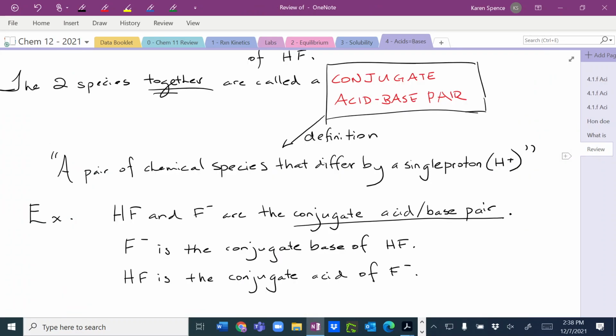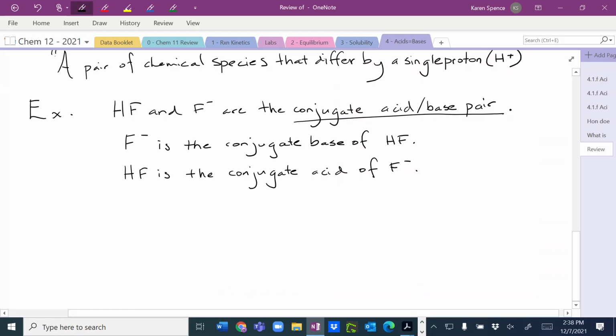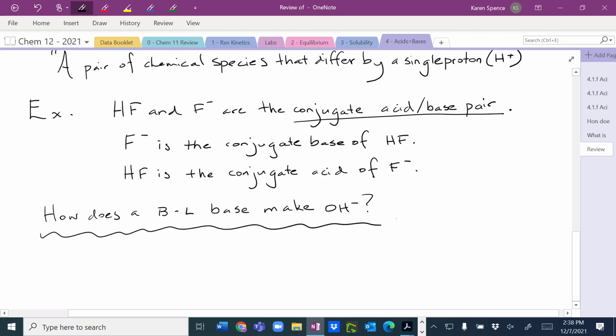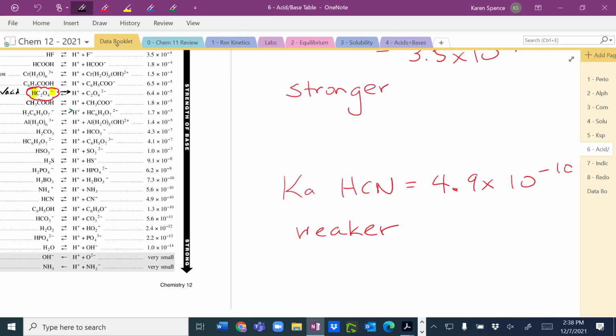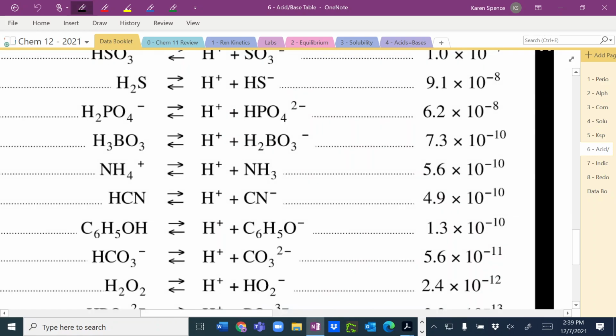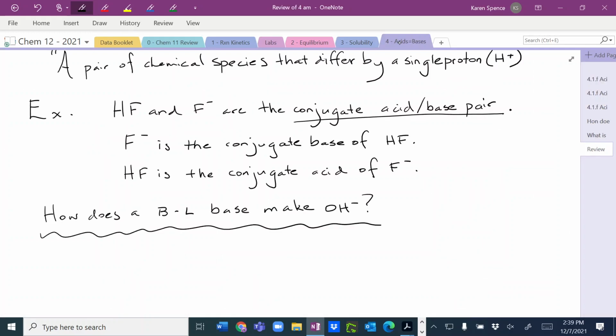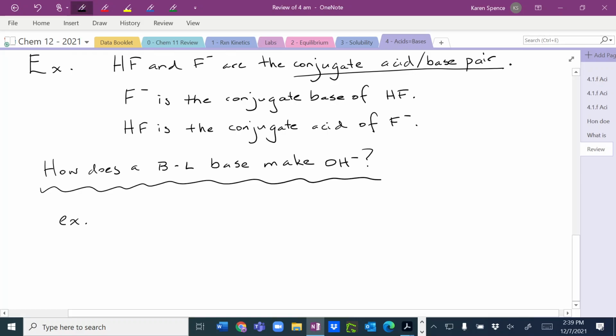Let's go back to these notes before we carry on. How does a Bronsted-Lowry base make OH minus? Because if we go to our data booklet and look at a Bronsted-Lowry base, I see no OH anywhere. So this table is obviously not going to tell you how that happens. Well, let's do an example to find out.